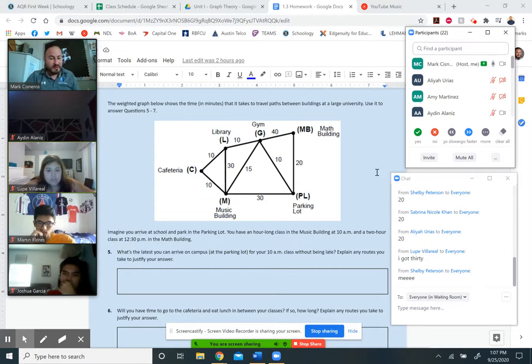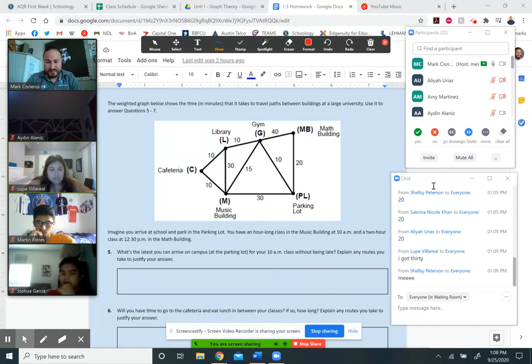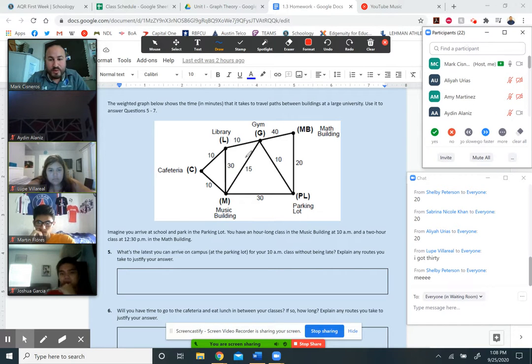Here's some important information that you need to know before you can answer the questions. This is a map of a large university, and it says that you arrive in the parking lot. So you drive in and you have to park in the parking lot. It does tell you that you have an hour-long class at the music building at 10 a.m., so that's real important. And then you also have a 2-hour class at 12:30 in the math building. All those things are very important in order to answer these questions, all three of them actually.